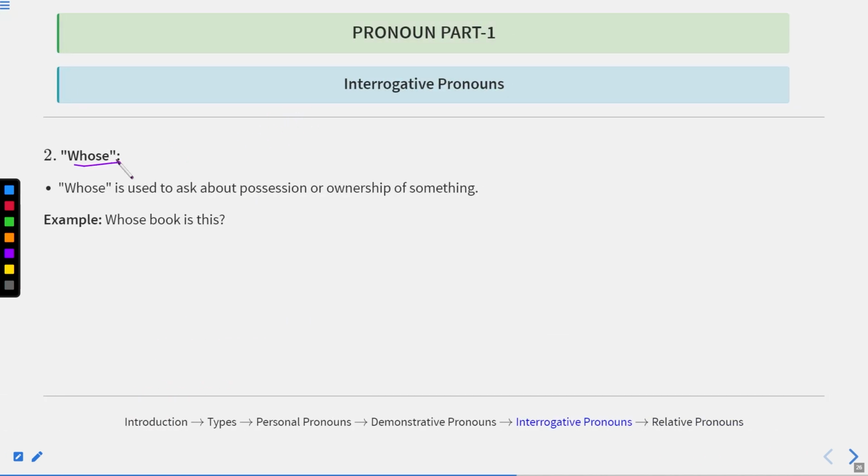Now, whose is also an interrogative pronoun. Whose is used to ask about possession or ownership of something. For example, whose book is this?